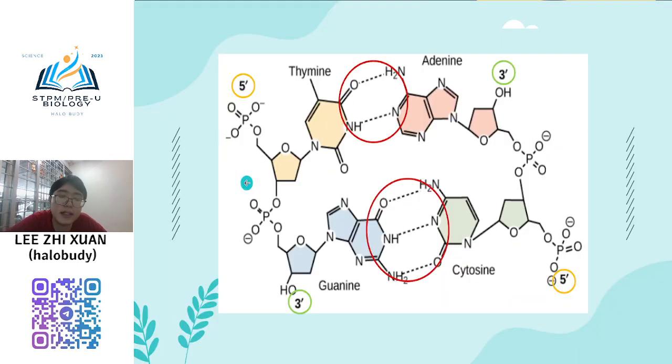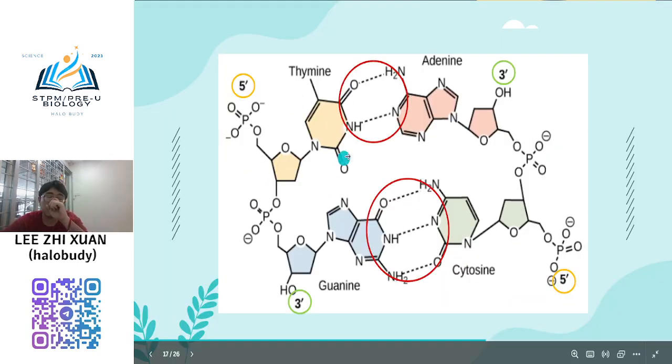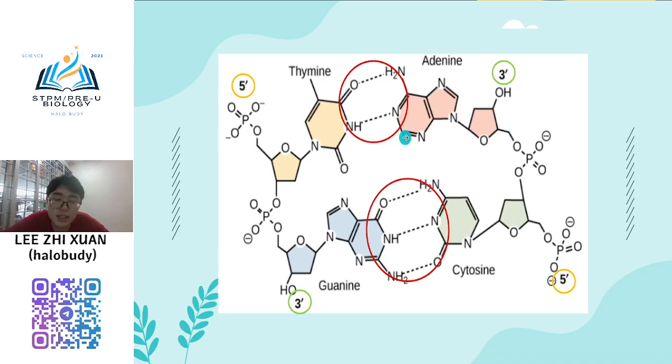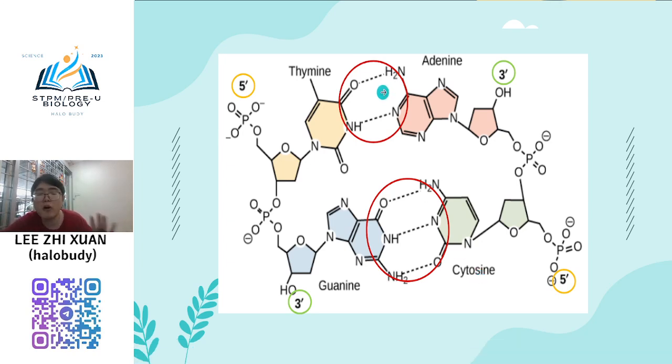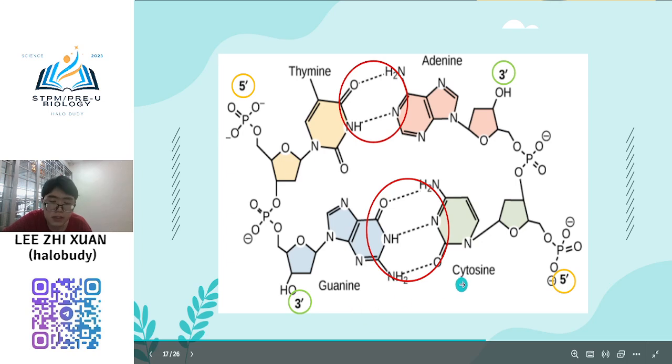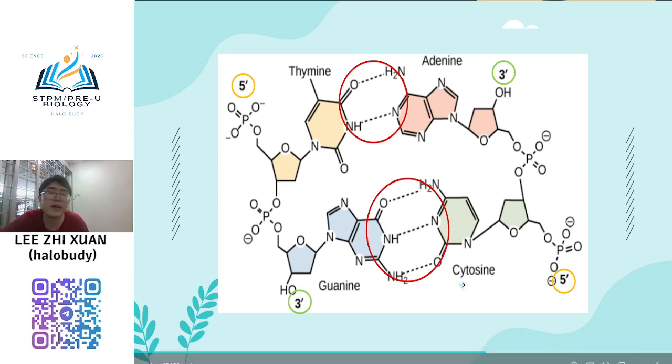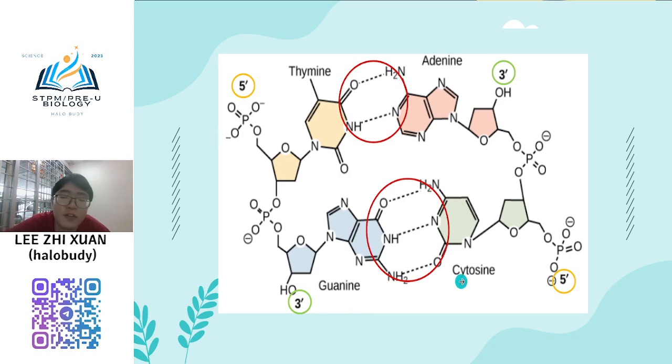And then I need to tell you about the hydrogen bonds between the nitrogenous bases. As I mentioned, we have 5 types of nitrogenous bases, right? Adenine, thymine, guanine, cytosine, and another one you will see. So for DNA, there are only 4 types of nitrogenous bases: adenine, thymine, guanine, and cytosine only. How about uracil? Uracil is specific to RNA.